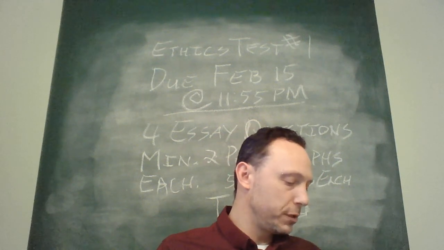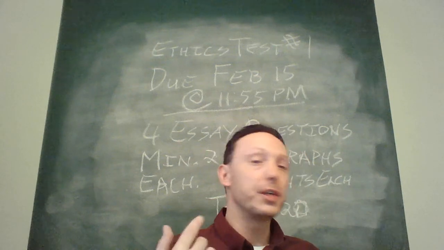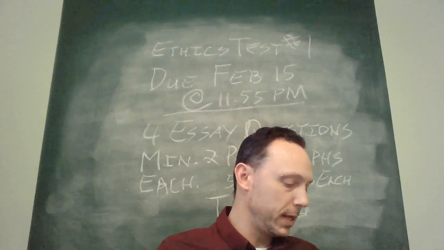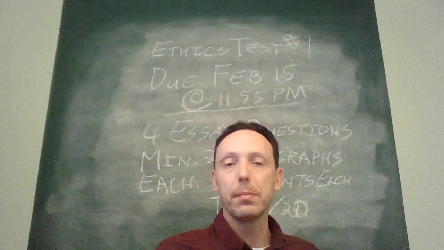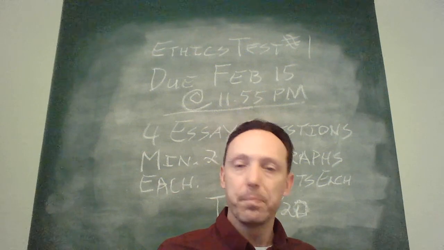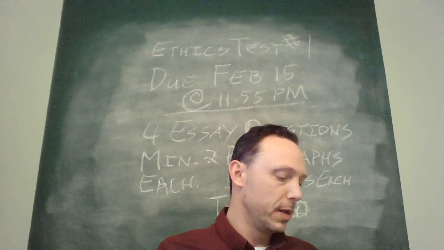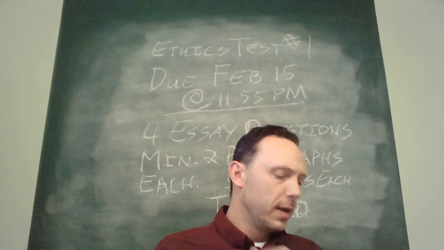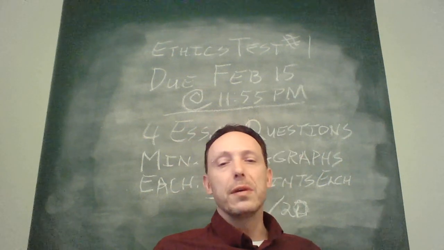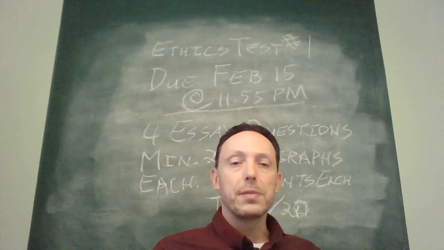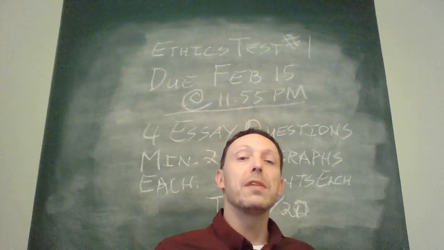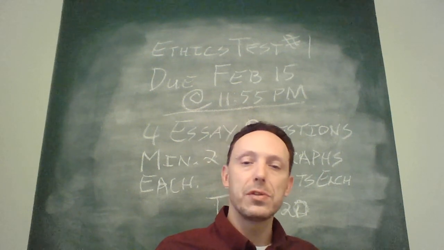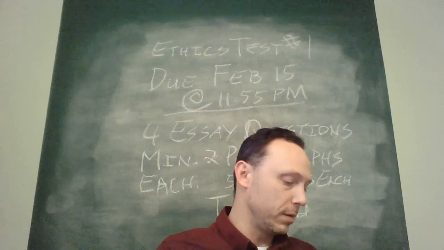Two Socrates questions, one on the Apology and one on the Crito, and two Aristotle questions, one from Book One and one from Book Two. It should be fairly straightforward. The first question, worth 5 points, should sound familiar to you. It's very similar to your discussion forum topic. So you've already been discussing, you've been thinking, you've been debating about this for a few weeks now.